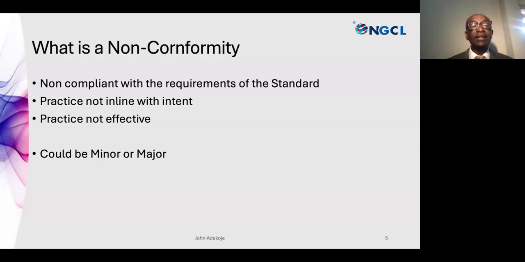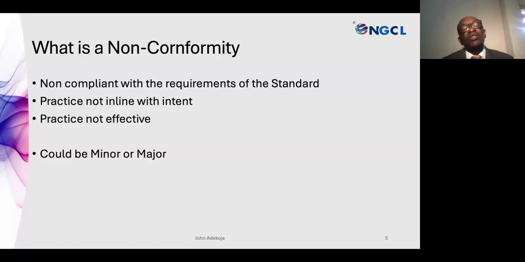Then when your practice is not in line with the intent, one of the key words in quality management system is quality objective, right? You have an objective, there's an intent, there's something you are planning, there's something that has been documented that we need to achieve. And then the practice you are putting on is not in line with what you said you want to achieve. Then a non-conformity will arise, right?